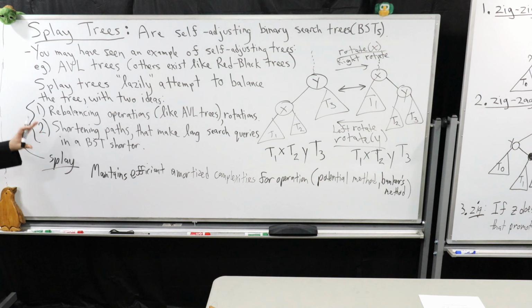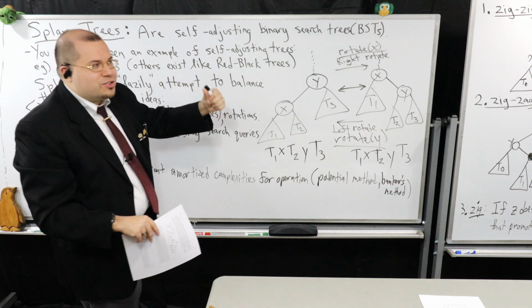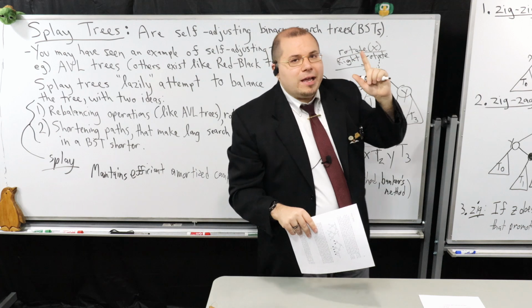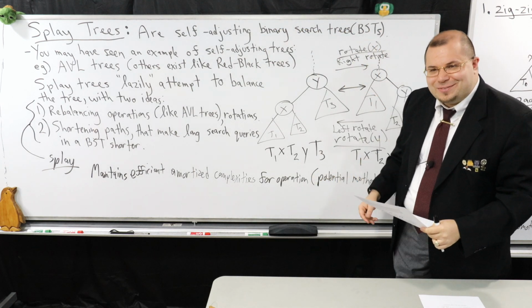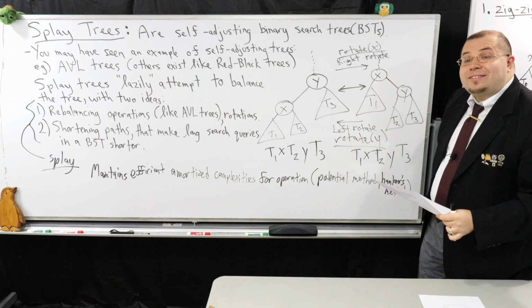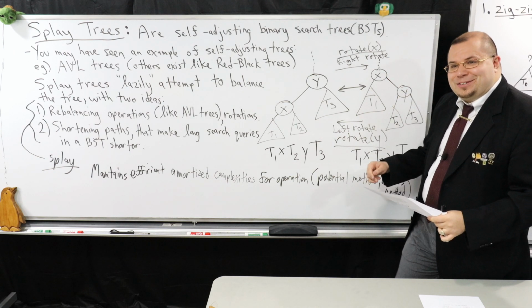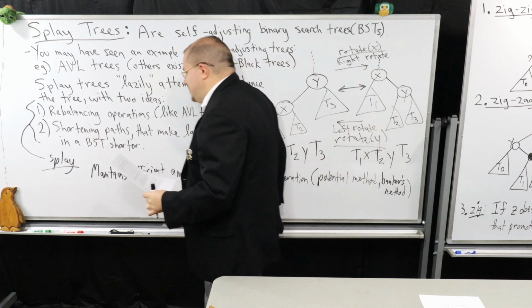And believe it or not, this is a really simple data structure to implement. If you know how to implement a binary search tree and you know how to implement a rotation, then you know how to implement a splay tree. That's how simple it is. It's actually even easier to implement than an AVL tree, which is kind of interesting in its own right.